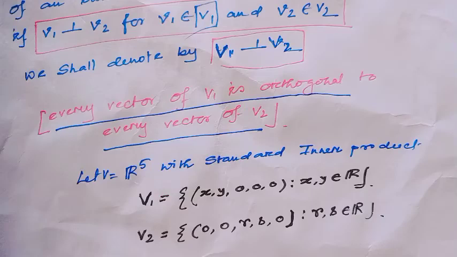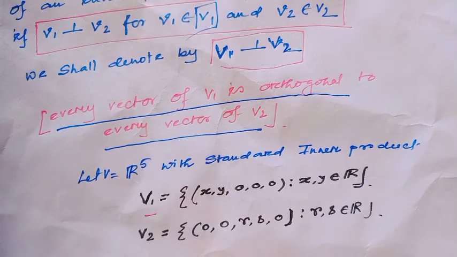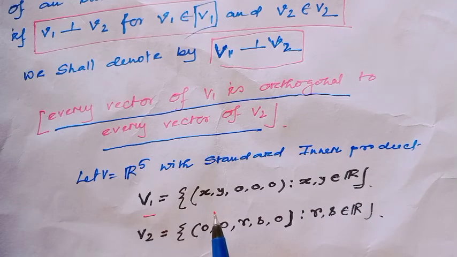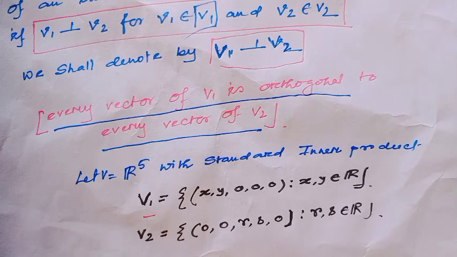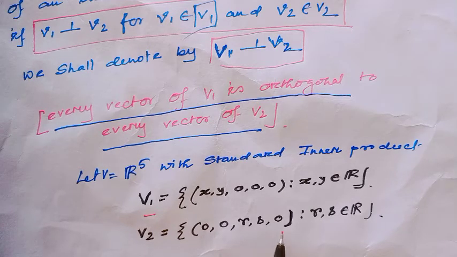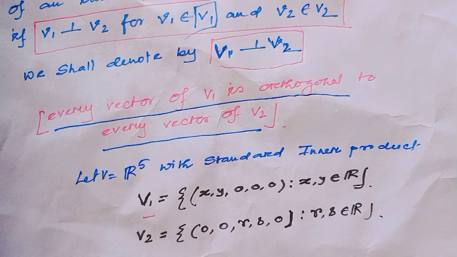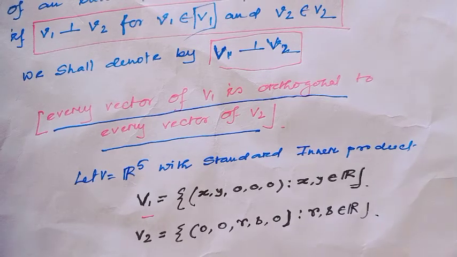As an example, consider V equal to R^5 with the standard inner product, and consider one subspace V1 equal to the set of those elements (x, y, 0, 0, 0) where x, y belong to R, and consider another subspace V2 equal to the set of those elements (0, 0, r, s, 0) where r and s belong to the real numbers.